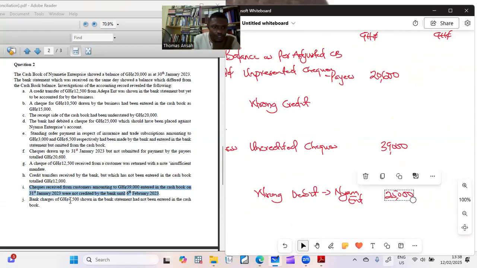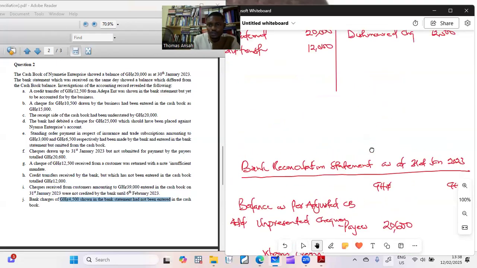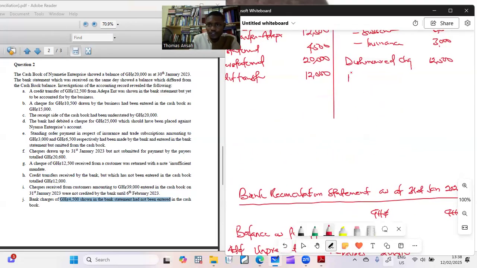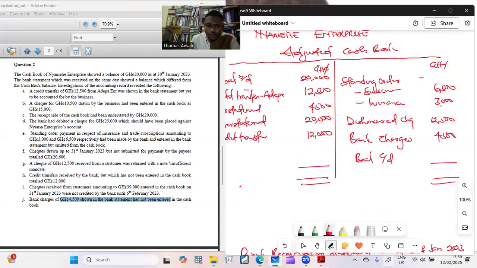All right. Bank charges 4,500 shown in the bank statement has not been entered, so that one too we go to here. Then bank charges. See how fast it is when you do it like this. So bank charges is 4,500. Of course, because this thing is a debit balance, it's easy. You could see these figures here are bigger than this side, so the balance carried down is possible to be here. All right. So that the balance brought down come here.